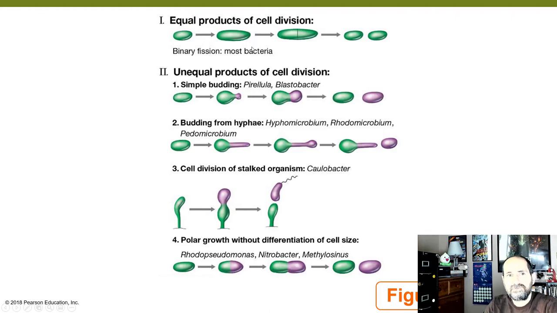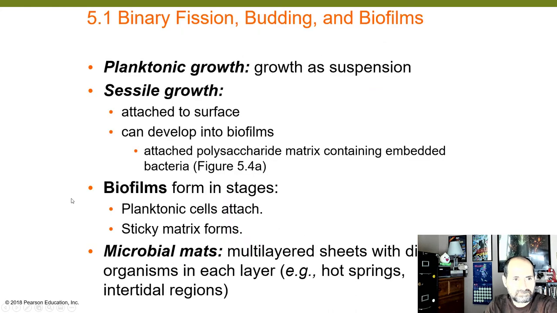Again, just to review, if cell division happens down the center of the cell, this is binary fission. But you can also end up with unequal products of cell division, such as budding to form hyphae, cell division from stalked organisms, or polar growth without differentiation. These are all examples of unequal cell division.